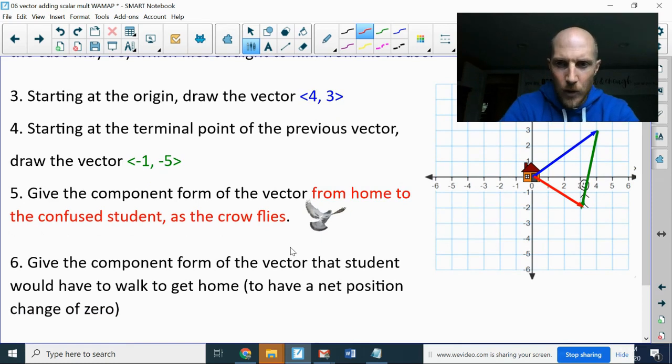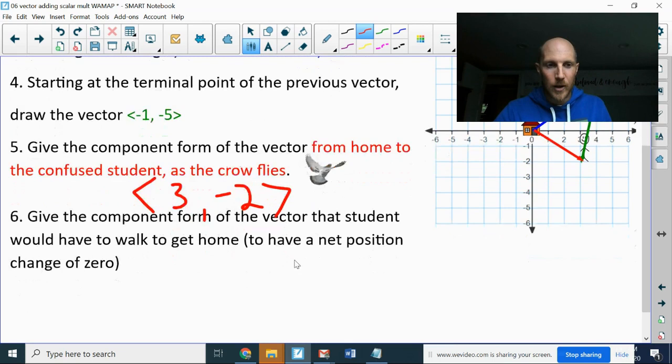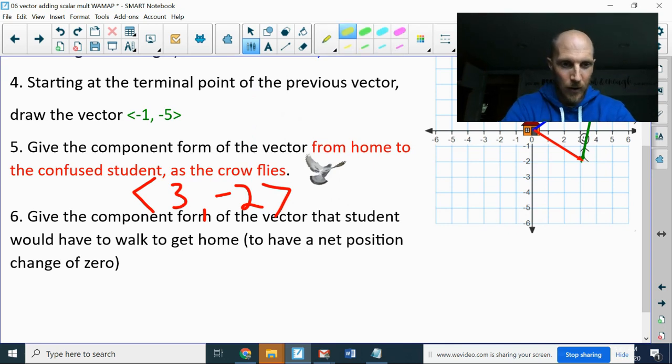Okay, so we already answered question number 5. Give the component form of the vector from home to the confused student as the crow flies. We said that was 3 and -2. I'm just going to bring that answer forward from last time. And then here's the last thing I want to look at. Here's our parting thought. What if the student wants to go home? There's a special name for that.